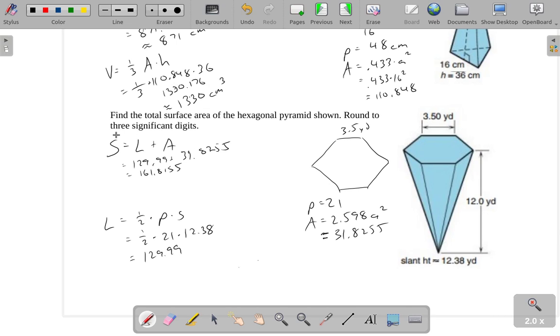The last thing I'll do here is round this to the appropriate place. It says round to 3 significant digits. We have 1, 2, 3. It looks like that'll be rounded to the nearest whole number. So it'll be 162, and my units here are in cubic yards. No, square yards. We're talking about a total surface area. So the total surface area is 162 square yards.